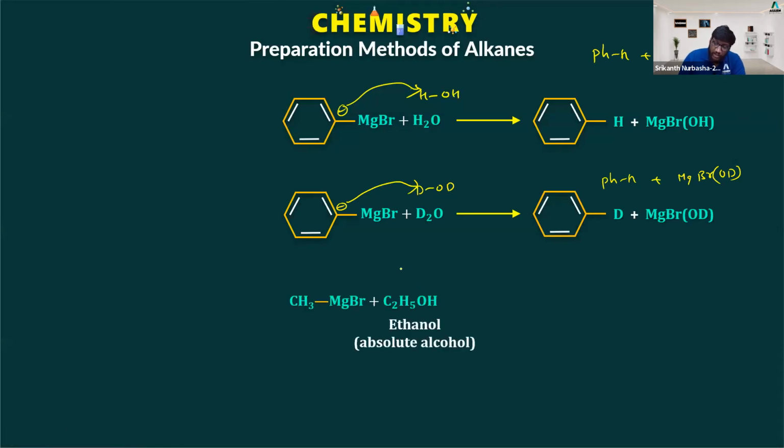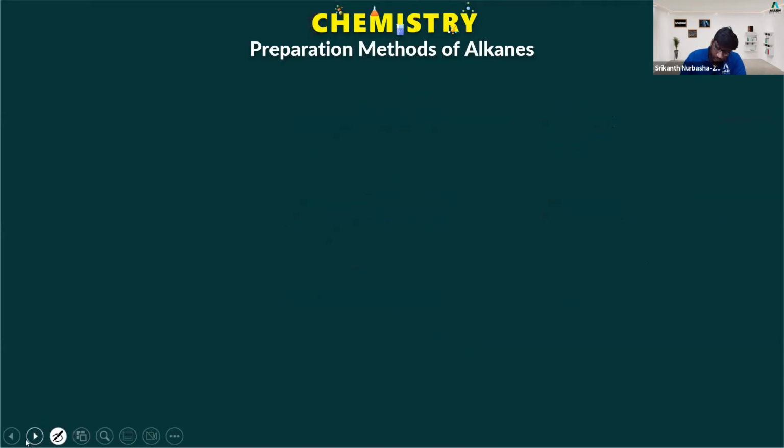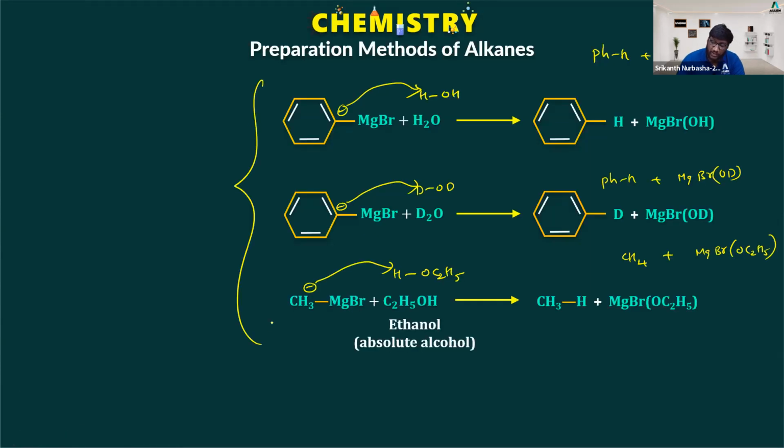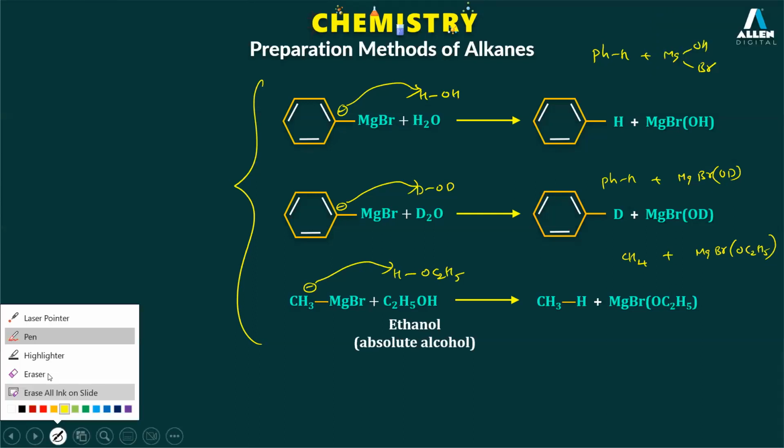CH3MgBr plus C2H5OH. C2H5OH means hydrogen connected with oxygen, oxygen connected with C2H5. CH3 minus picks up the proton. So wherever there is an acidic proton, you should always think of Grignard agent as a base. CH3 minus picks up the proton and CH4 is formed. Along with that, you will get MgBrOC2H5. CH3H plus MgBrOC2H5. All these reactions clear, students? Yes, sir. Yes, right.